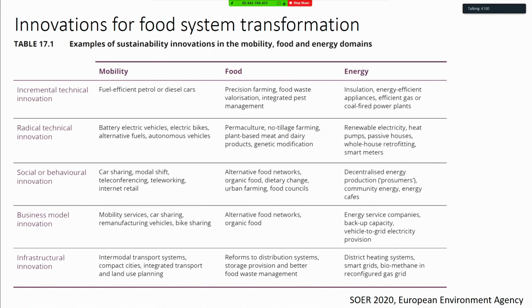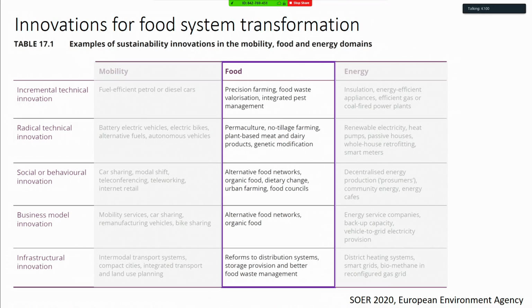Now, there's obviously lots of types of work on this. This is some from the European Environment Agency, thinking about types of innovations for transforming the mobility, food, or energy sectors. Obviously, let's just focus on the food for now. There's some about technical innovations, precision farming, valuing food waste, radical innovations, they call them, no-till farming, for example. Also social and behavioral innovations, business model innovations, infrastructure innovations.